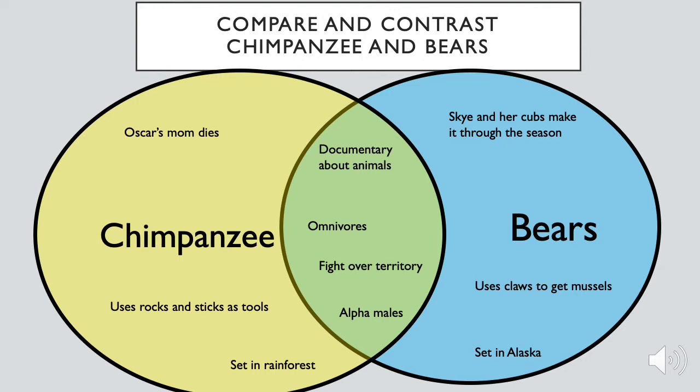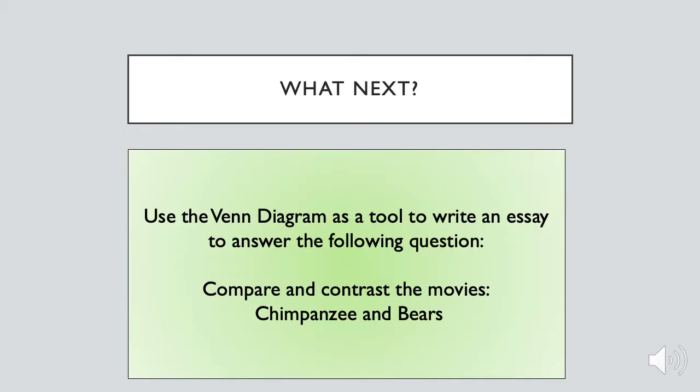So then what next? So now we can use our Venn diagram as a tool to write an essay to answer the following question. Compare and contrast the movies, Chimpanzee and Bears. So using our Venn diagram, we can write a paragraph showing just the chimpanzee, a paragraph showing just the bears, and a paragraph showing what the two movies had in common. So that is another way to use a visual tool to help organize your writing to try to improve your writing skills. Alright, so let's get started.